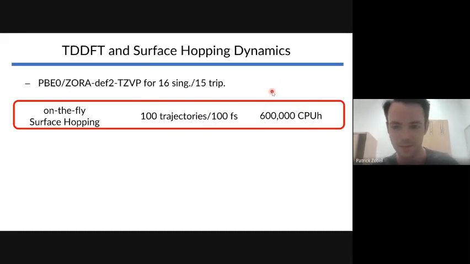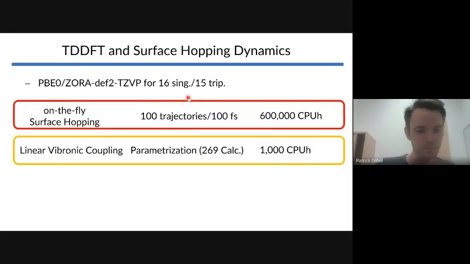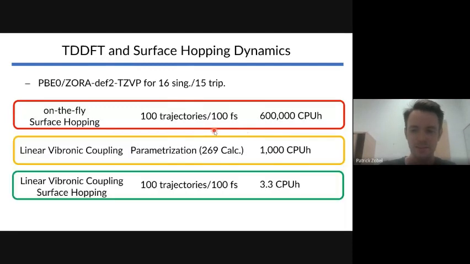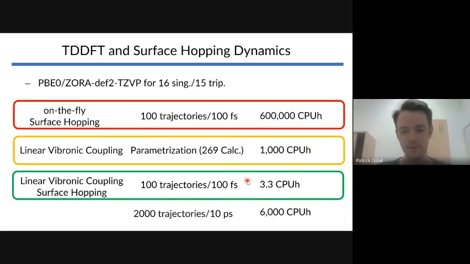So you cannot really go that much longer here, at least if you want to have a reasonable number of trajectories. But maybe for these non-dissociative trajectories, we could do LVC dynamics. So we parameterized an LVC model again. This time, because it's only TDDFT, it only took around 1,000 CPU hours. And if you would want to simulate the same number of trajectories as with TDDFT, now this only costs 3 hours. So it's super fast. Because it's so cheap again, we didn't just do 100 femtoseconds. We also wanted to see longer simulation times. So now you can do 2,000 trajectories, simulate for 10 picoseconds, and still only cost 6,000 CPU hours.